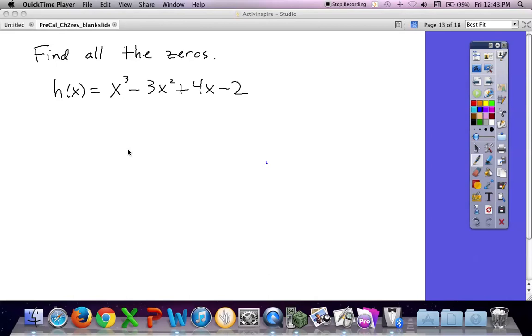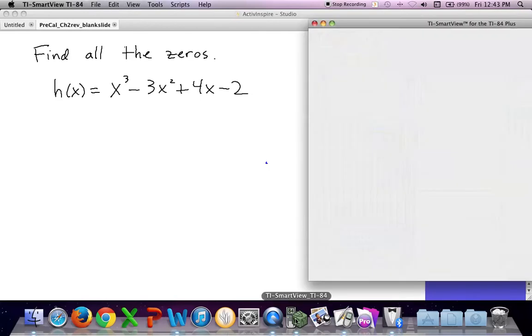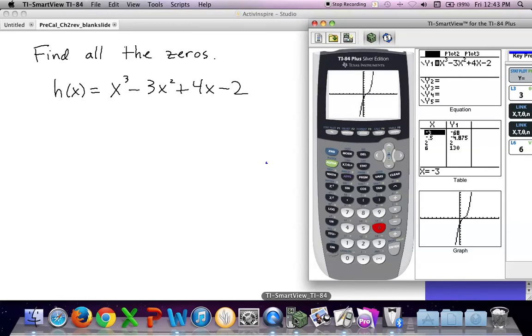Okay, when it says find all the zeros, it means not just the zeros that show up as crossings of the x-axis, right? Because we know sometimes there's imaginary zeros that don't show up like that. But in order to get started, you still kind of have to look in the calculator and see if you can find any where it crosses the x-axis. So in this case, we should put it in the calculator and graph it and see what you see.